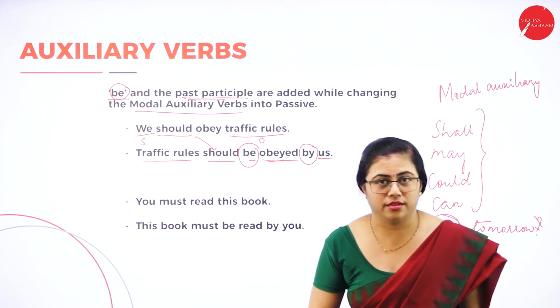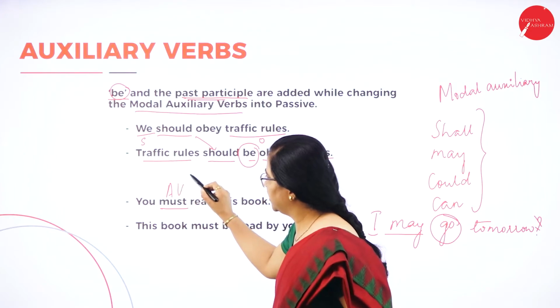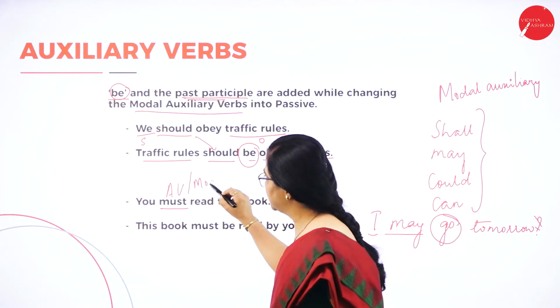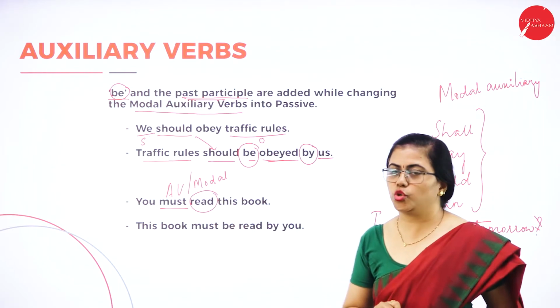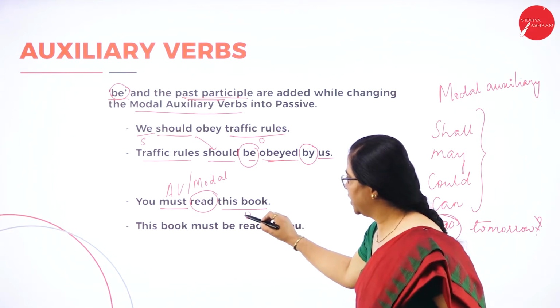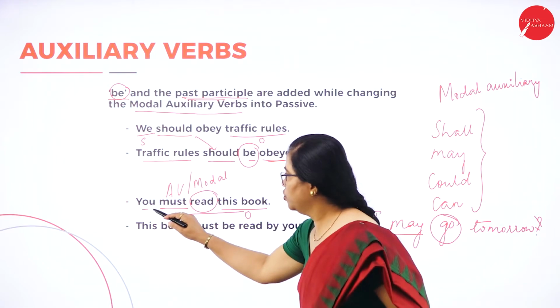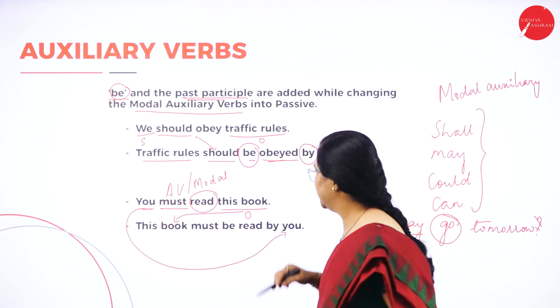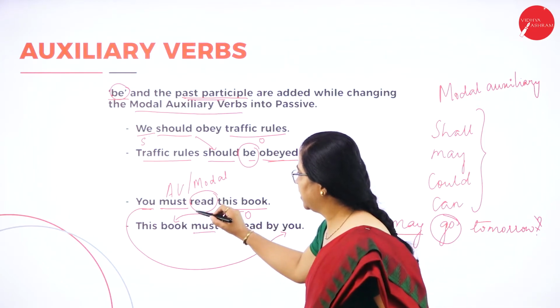This is compulsion. Okay. So here must is the auxiliary verb, that is modal auxiliary. This is the verb in the sentence, so that has to be changed. This book is the object which has been changed to the subject, whereas you is again changed to the object. Fine. Here must is retained as it is.